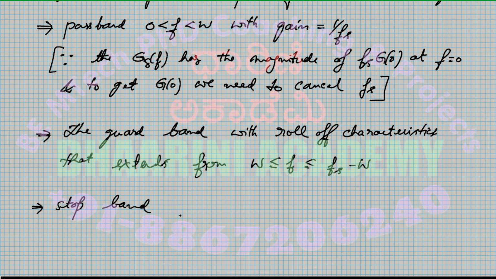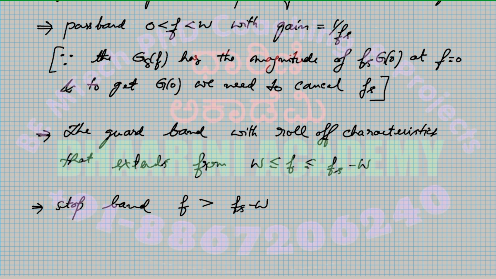What's the condition for stop band? Any frequency F which is bigger than Fs minus W, outside this, belongs to what is called the stop band of the filter. So this is the procedure we are going to follow for any signal that has non-limited bandwidth. Bandwidth is not limited, so you decide what is the ideal characteristic, that ideal frequency content that you need in that particular signal. For example, let's take an example of a speech.